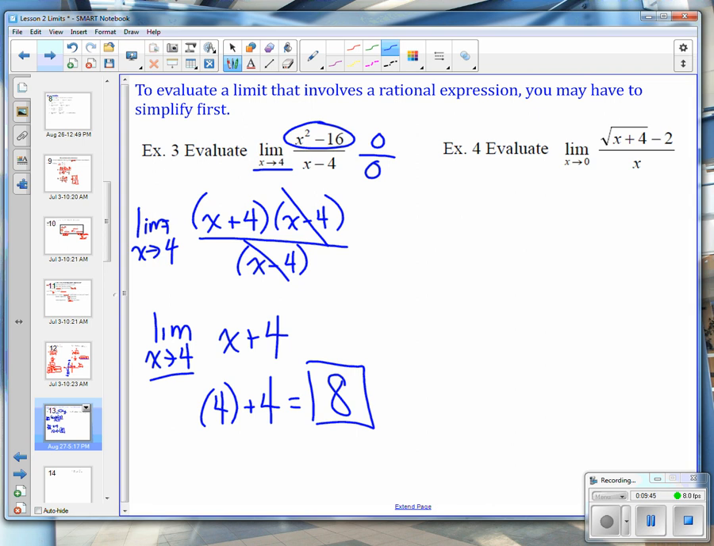Let's take a look at the next one. Evaluate the limit as x is approaching 0. Well, right away, if I plug in 0, I have a 0 in my denominator, which is pretty obvious. And 0 plus 4 is 4. The square root of 4 is 2. 2 minus 2 is 0. So again, I have that indeterminate situation.